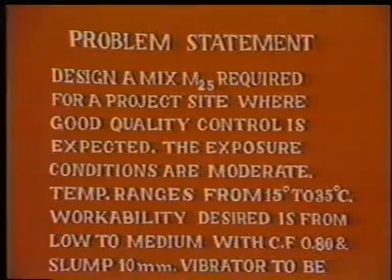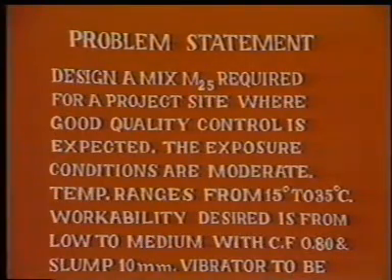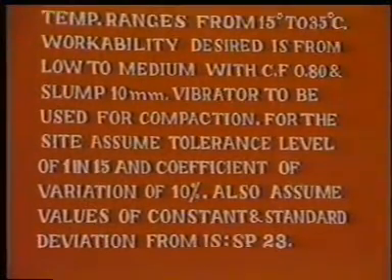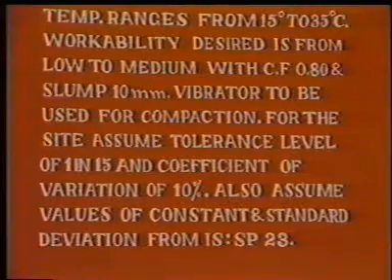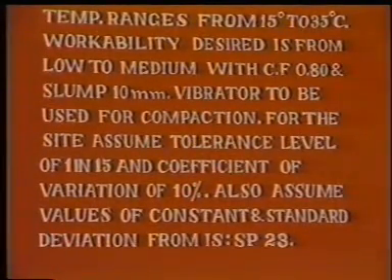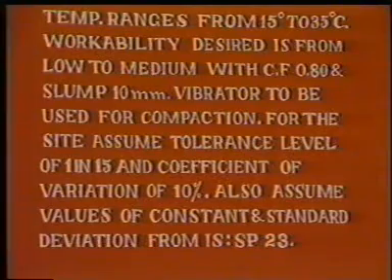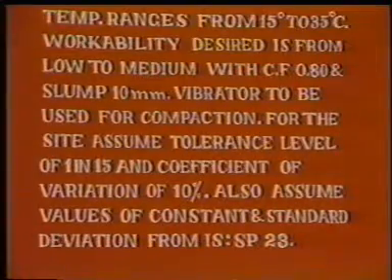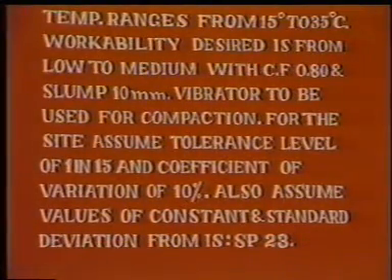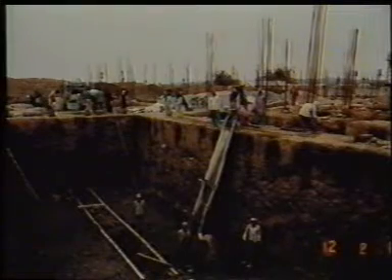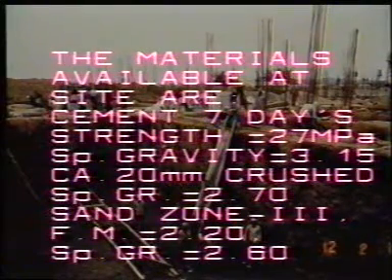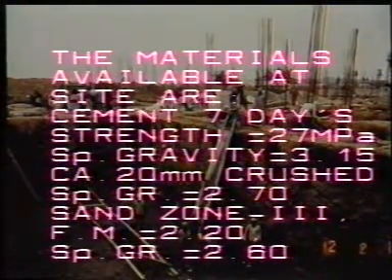A concrete mix M25 is required for a project where low workability, good quality control, and moderate exposure conditions are expected. Tolerance level of 1 in 15 and coefficient of variation of 10% may be assumed. Constant and standard deviations may also be assumed from IS SP23. The materials available at site are cement of 7-day strength of 27 MPa and specific gravity of 3.15.